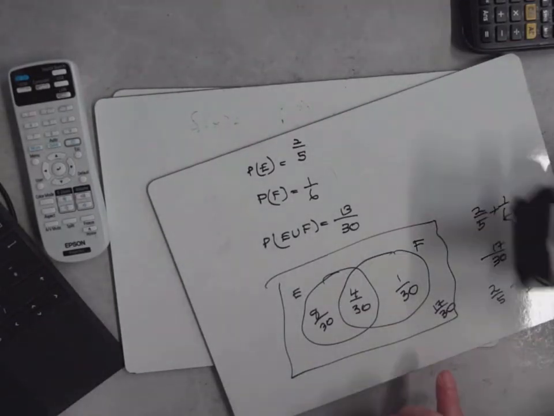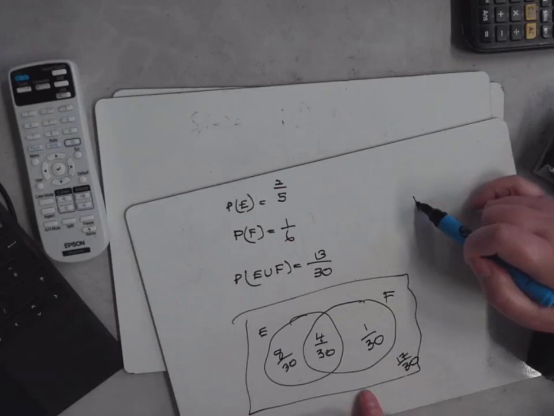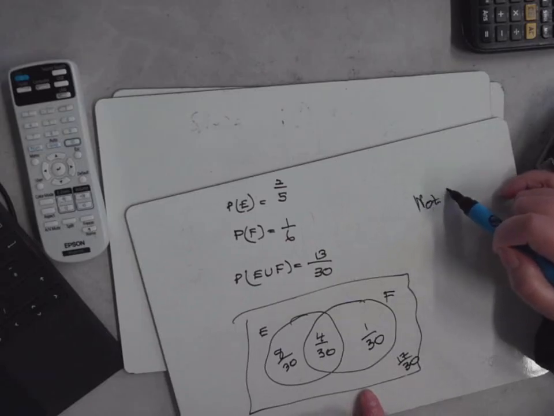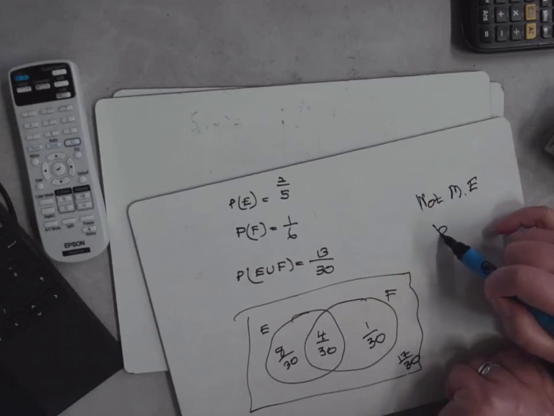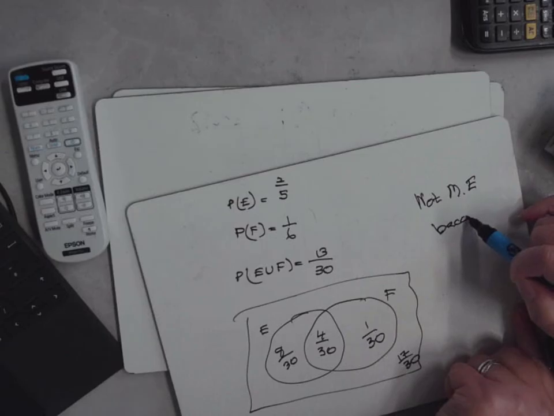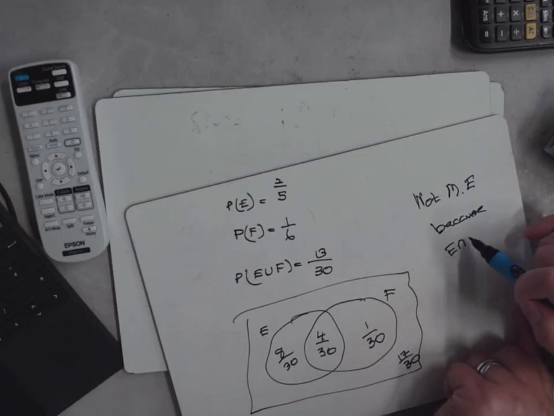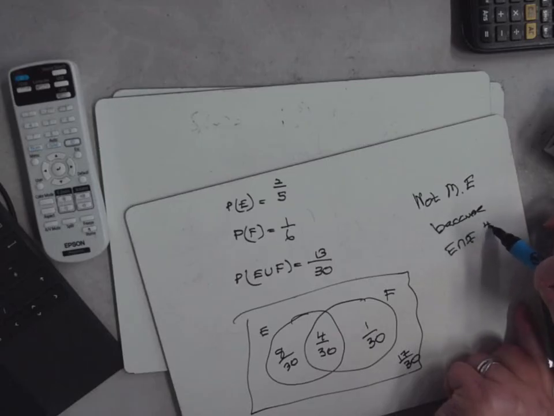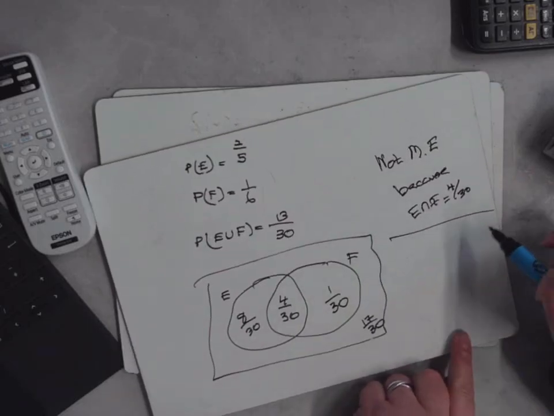Right, okay. So then, question 1: is it mutually exclusive? Answer? No. So not ME, mutually exclusive, because there's an intersection. E intersection F is 4 over 30, which means they can happen at the same time. They have a 4 in 30 chance of happening at the same time, so it's possible. They can happen at the same time, so not mutually exclusive. Is that alright?